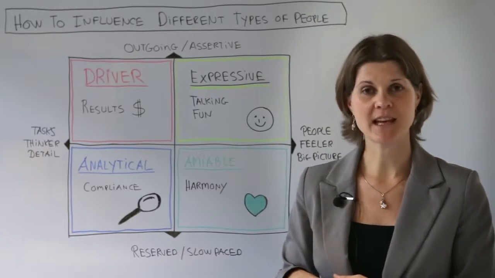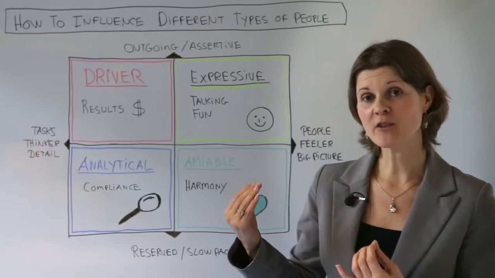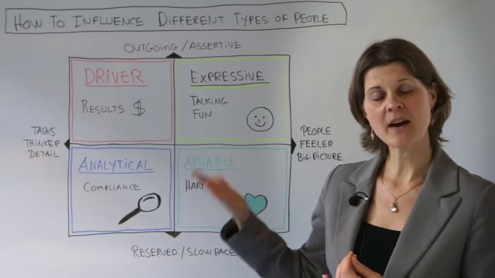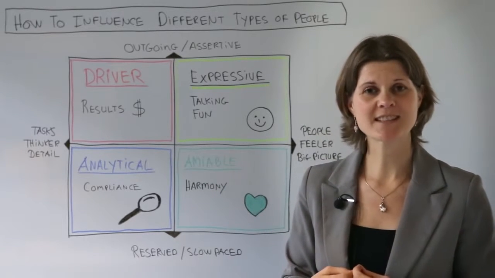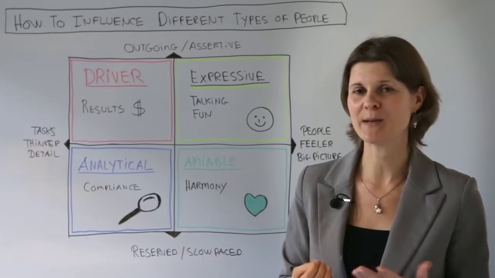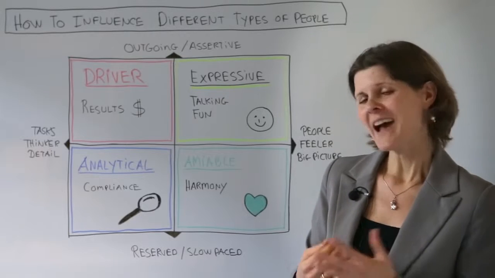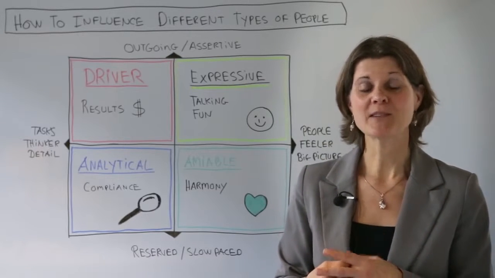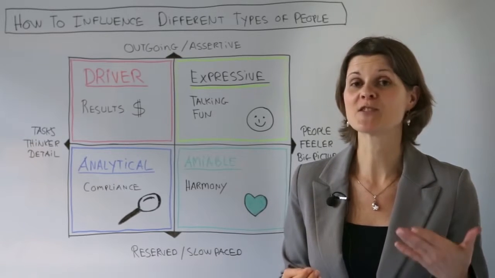Now moving to the yellow personality type. These are expressives. They're outgoing, fast, but they're people-oriented, they're feelers. In an organization, they're typically your salespeople and your marketing people. They like fun. So how to influence them? Well, don't send them long, detailed emails because they may never check their email and certainly not read it if it's a long one.